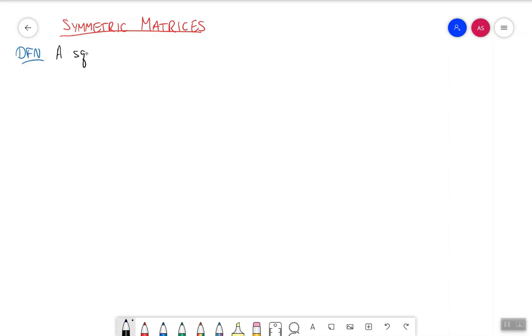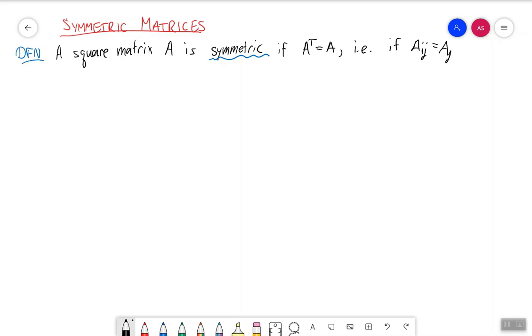A square matrix A is symmetric if its transpose is equal to it. In other words, if Aij is Aji for all choices of i and j. So let's look at a few examples.